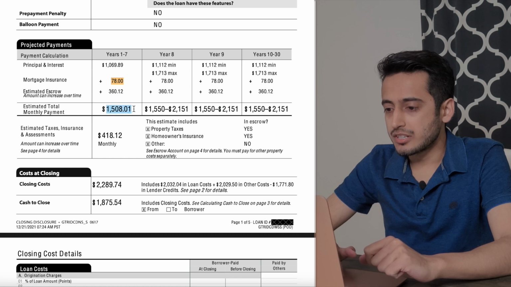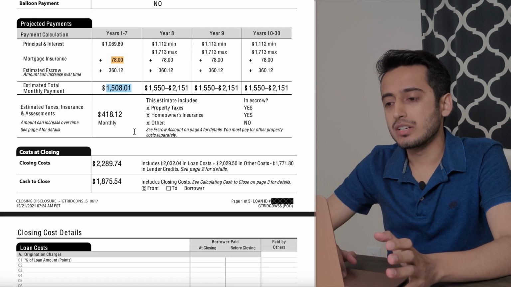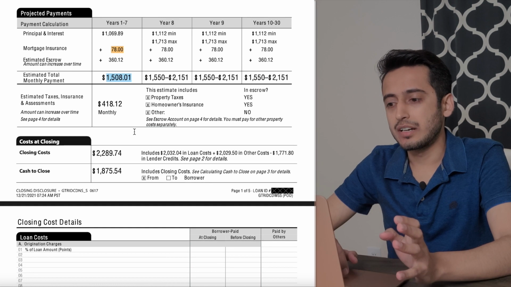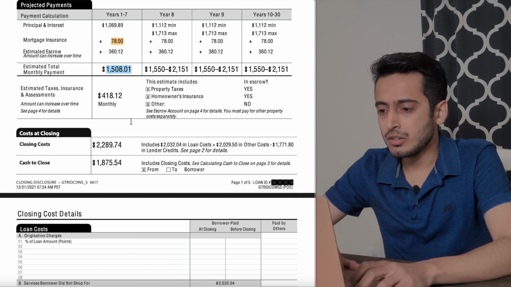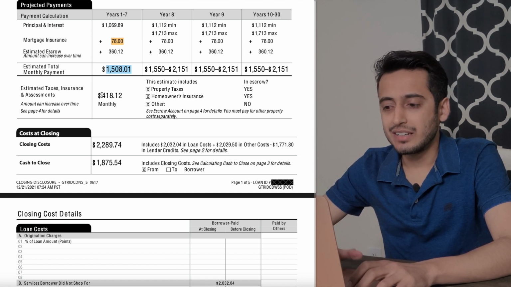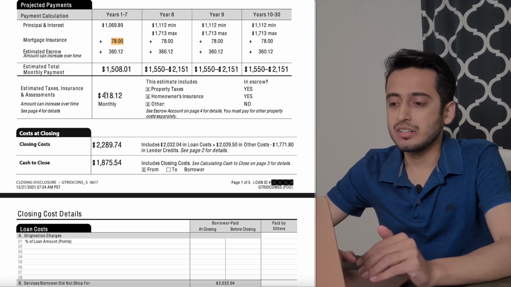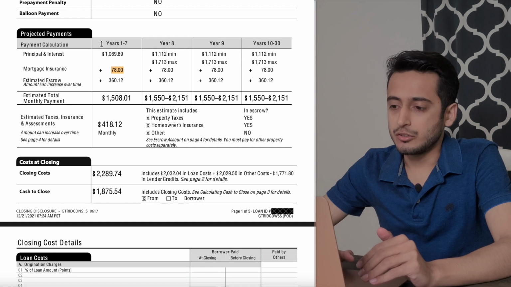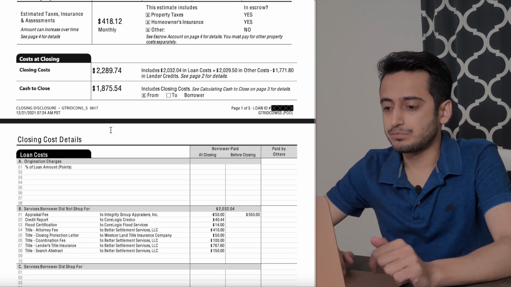Okay. So this is going to be my estimated monthly payment. It will always say estimated, because again, taxes are variable. You cannot be sure what kind of taxes you will pay every year, so they change. All right, so again, these are your estimated taxes, insurance and assessments. You don't need to fuss about this number because this is an estimate. It changes every year, so this is not so important. Your important numbers are the principal and interest, and the mortgage insurance that you are going to pay. So that's another important number.